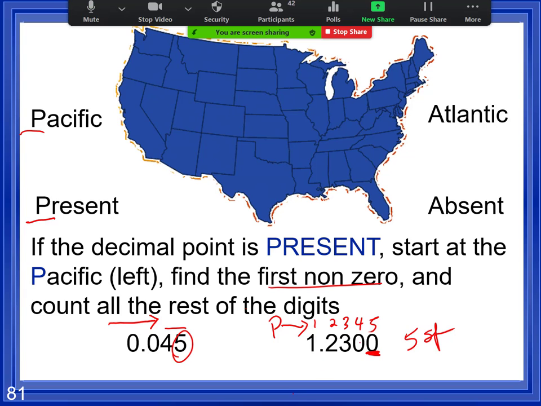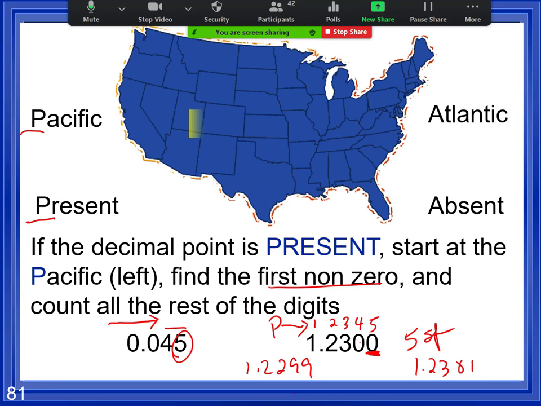So this is someplace between 1.22999 and 1.2301. I'm sorry, 1.2301. Sorry, I threw an extra digit in there. 1.2299 and 1.2301. Someplace between those two numbers.